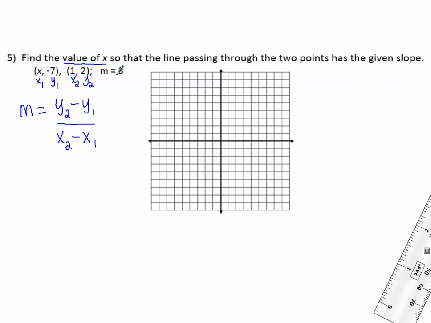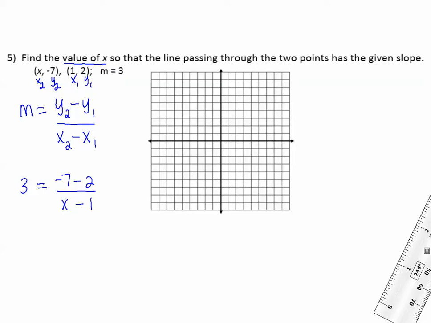Now, it would be easier if the x, the unknown, goes first. So I'm going to switch these around. So this point is point number 2, as long as I switch it for both the x and the y. And this is point number 1. So the slope is 3. 3 equals y sub 2 is negative 7 minus y sub 1 is 2 divided by x sub 2 is x minus x sub 1 is 1.